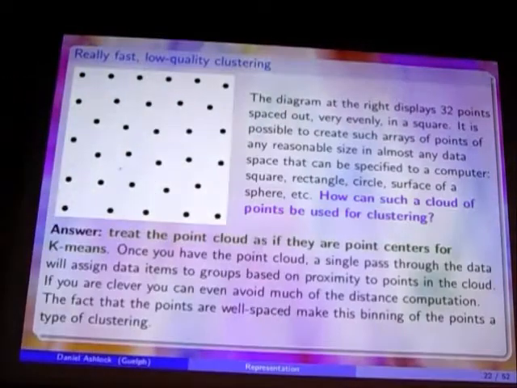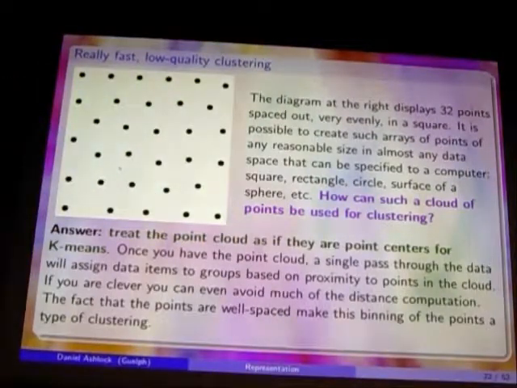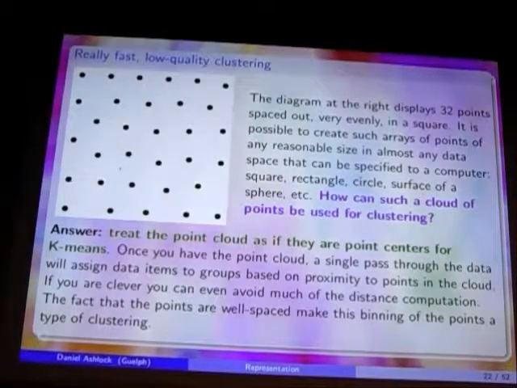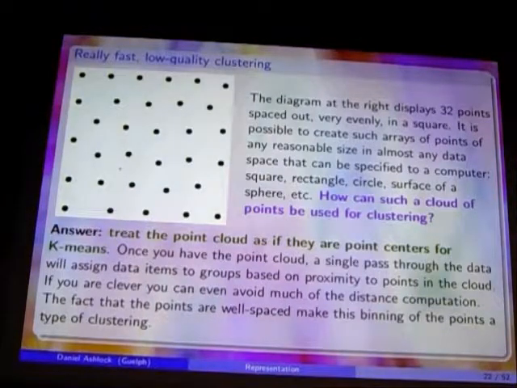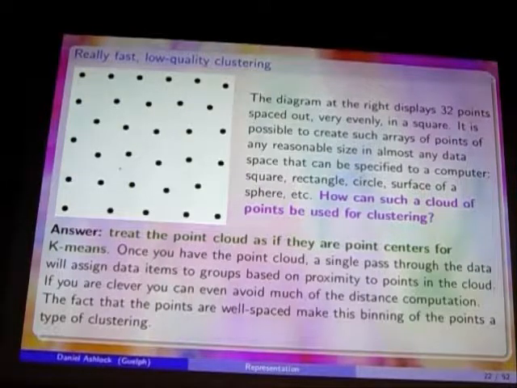Now I want to go into something that's entirely new. If you look at that diagram on the right, it displays 32 points spaced out very evenly in a square. It's possible to create such arrays of points of any reasonable size in almost any data space that can be specified to a computer. Square, rectangle, circle, surface of a sphere, etc.